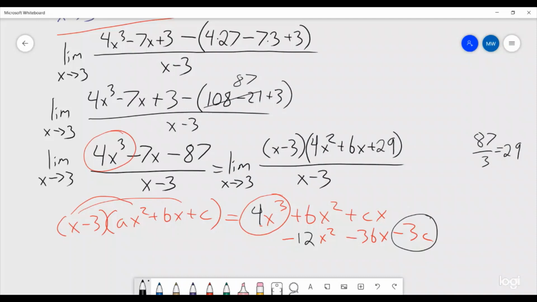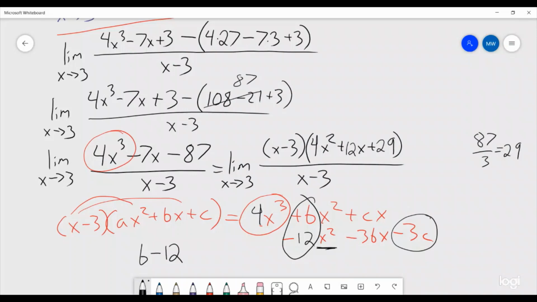We know that b minus 12, that's this part right here, has to be the coefficient of x squared. Well, x squared is 0. We don't have an x squared term in our original thing, so that means that b has to be 12. So it's going to be 4x squared plus 12x plus 29.